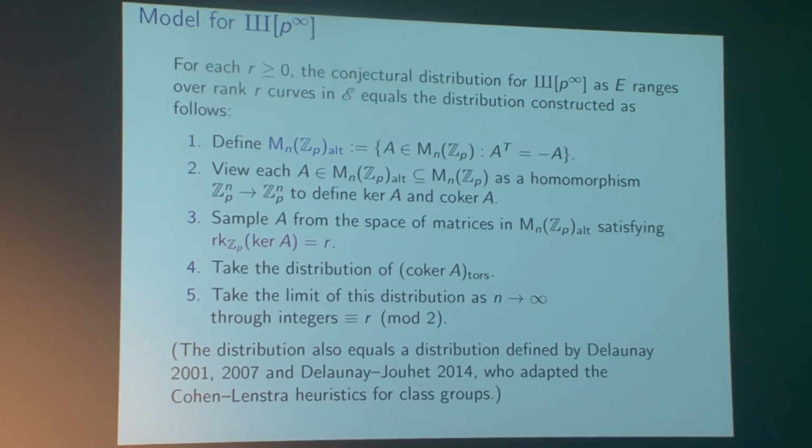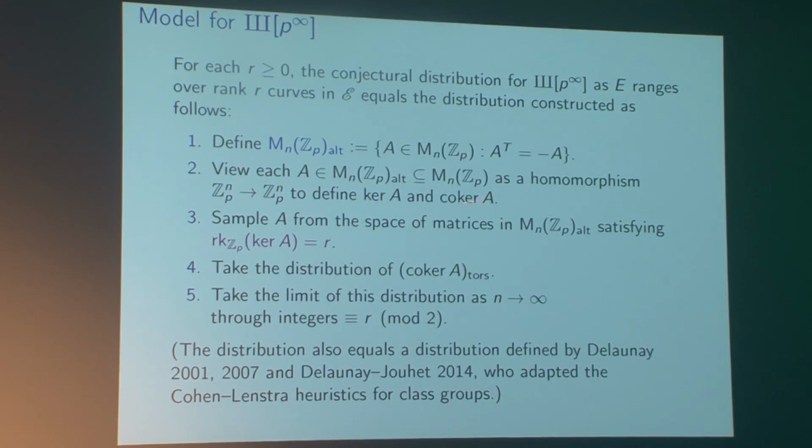And now if you want to model rank r elliptic curves, it turns out that what gives you the right distribution is to sample from the matrices whose kernel has rank r. So that's some space, it's some subvariety, and you can talk about some p-adic measure on that subvariety and sample a matrix from that, and then look at the cokernel and take the torsion submodule of that.